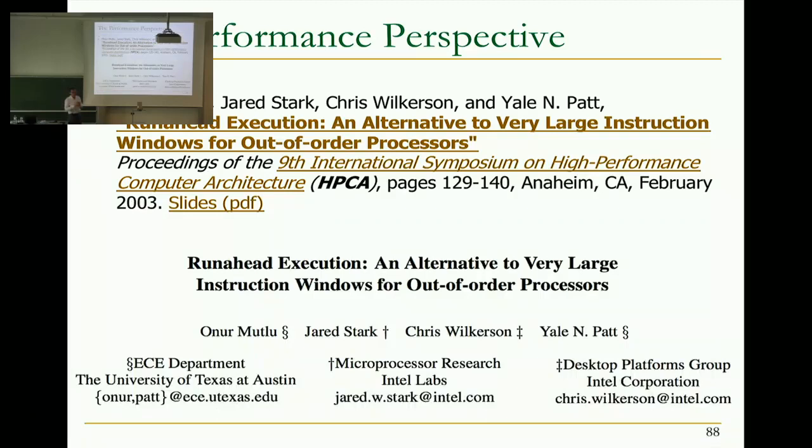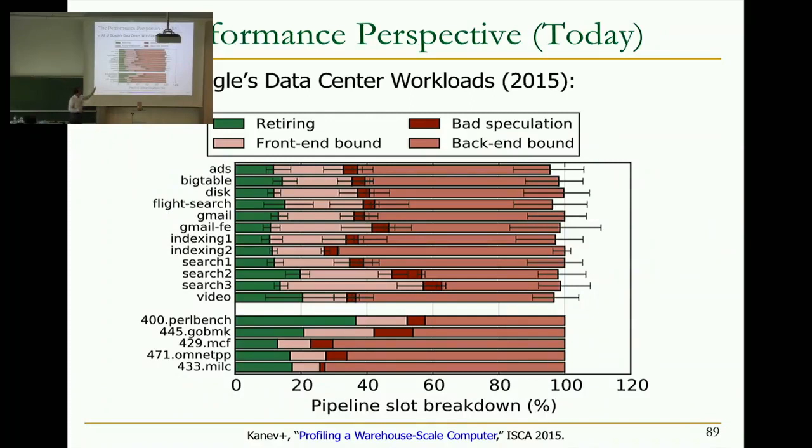So this is data from Google. Google recently published this paper in 2015, where they showed that, according to them, all of their data center workloads are bottlenecked by memory. Basically, most of the time, the processor, which is actually a very heavyweight processor, is waiting for memory. Only 10 to 20% of its time, it's finishing instructions.